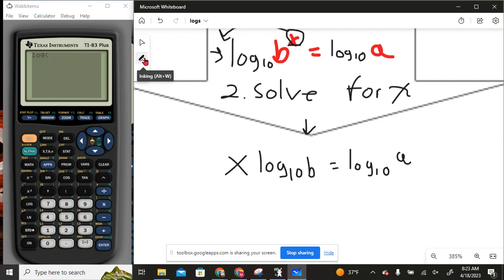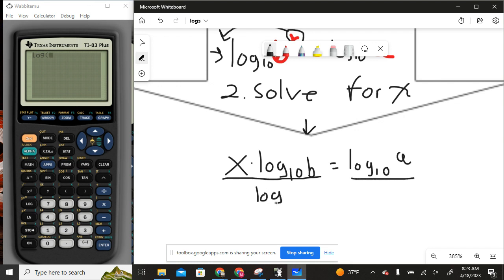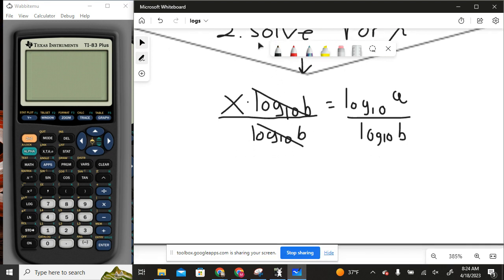So we deal with the x the same way we've done things in the past, okay? Right now, x and log base 10 of b are being multiplied to each other. In order to get x by itself, we are going to have to divide both sides here by log base 10 of b. So we got that here, log base 10 of b. Obviously on this side, based off of what we've done a bajillion times at this point, these two cancel out, leaving us with x.